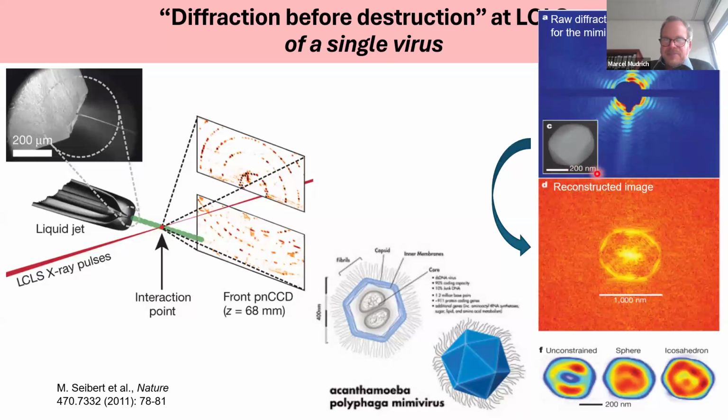And why large? Because the resolution that we have with today's free electron laser pulses is still not really at the level of atomic resolution for single particle imaging. So the larger particles are, of course, easier to resolve. At least it was possible to get some structural information about these mimiviruses on this scale of tens to hundreds of nanometers.